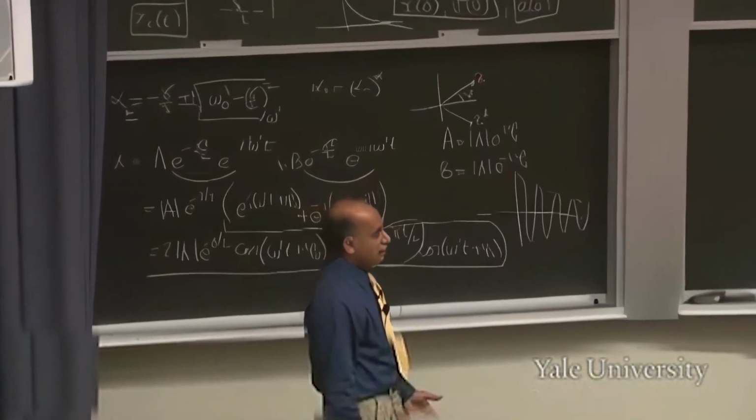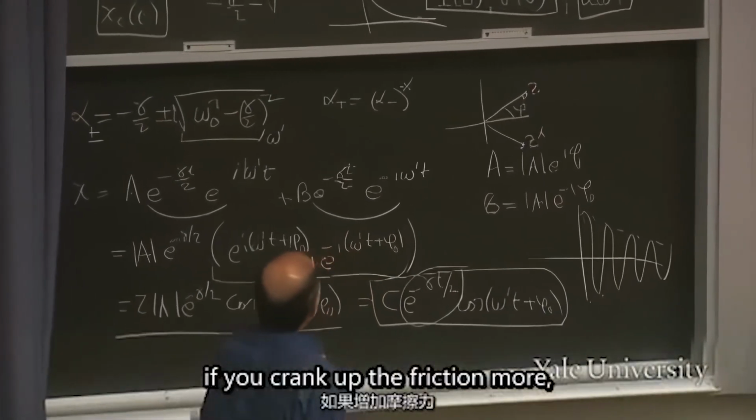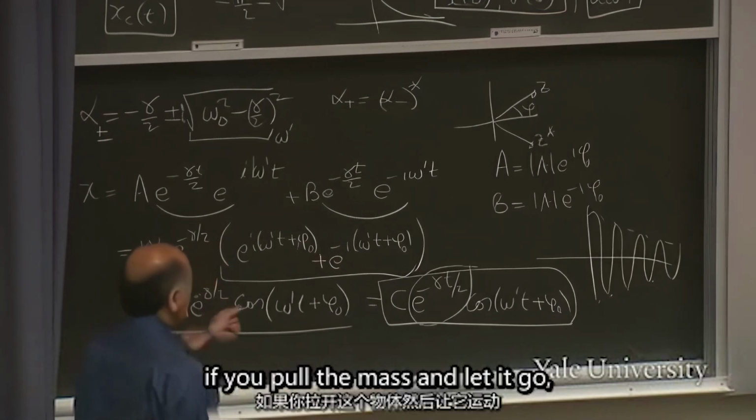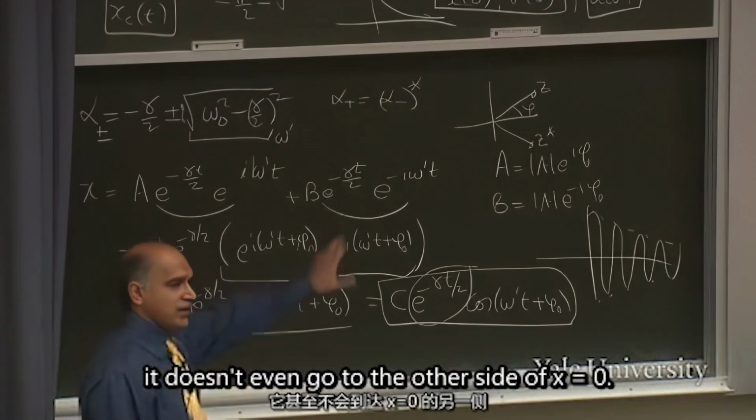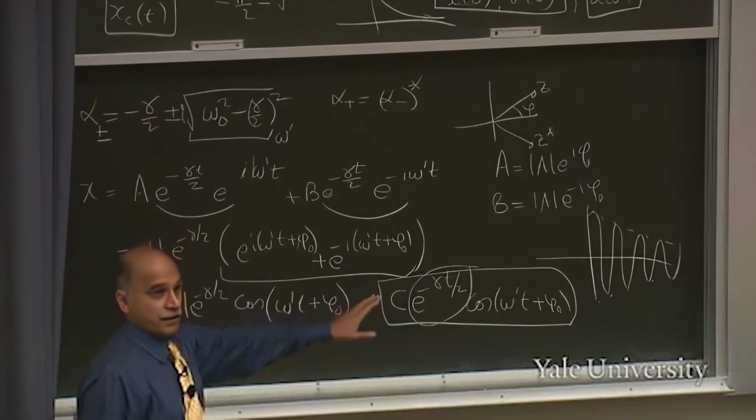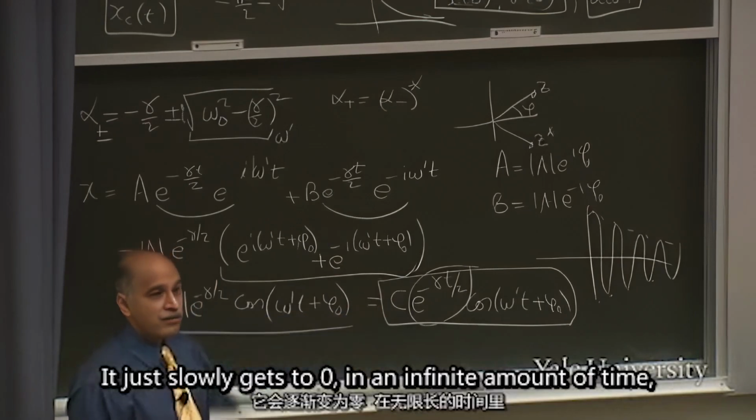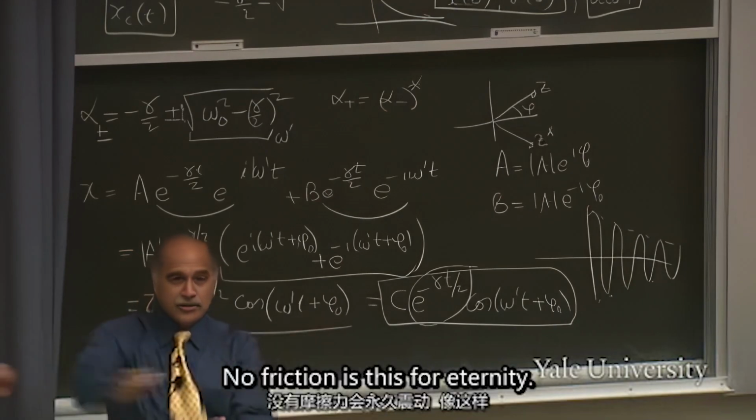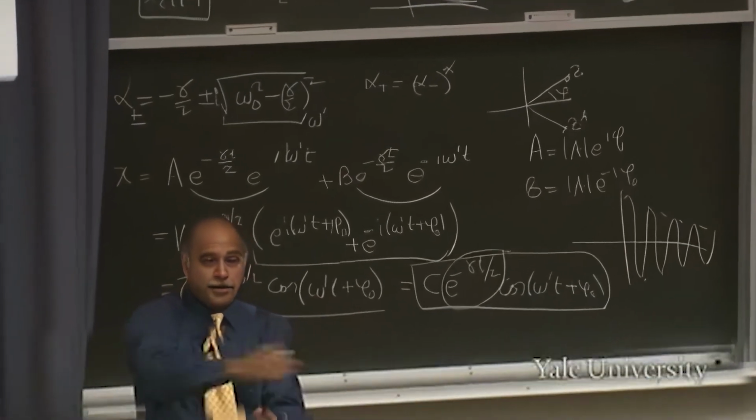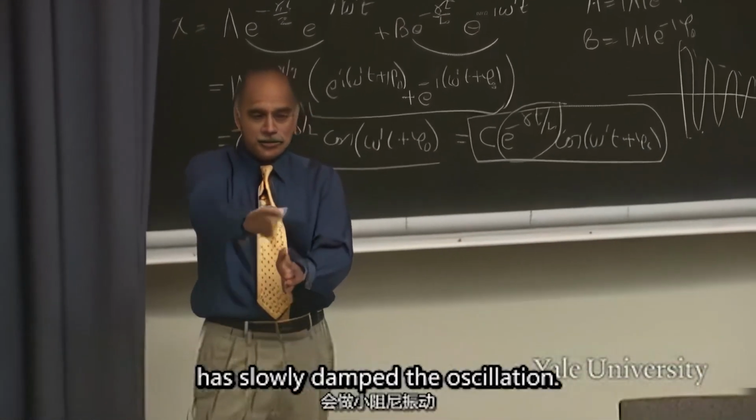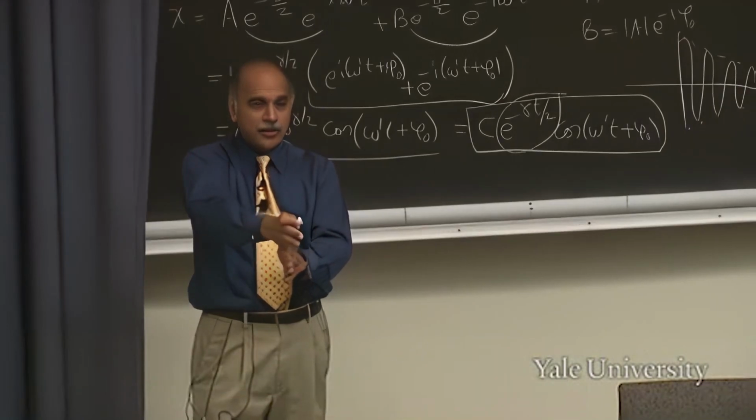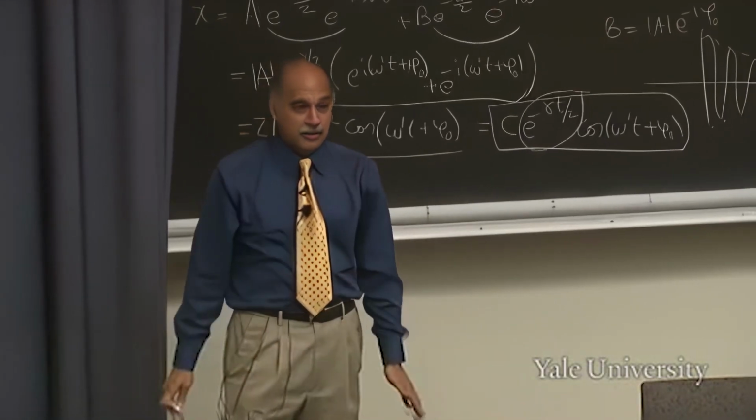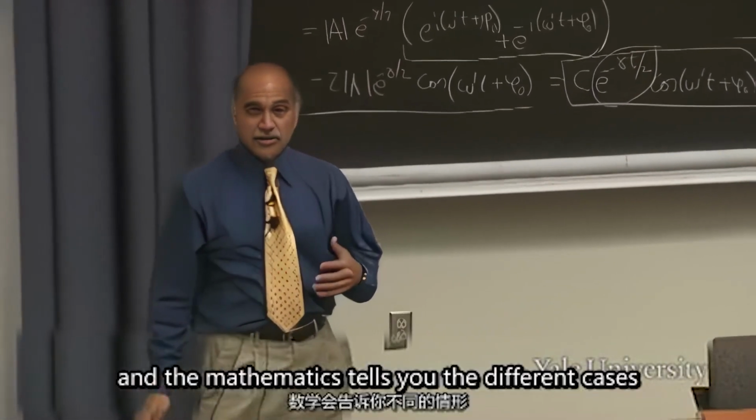But another extreme case, which you may not think about, is if you crank up the friction more till gamma over 2 is bigger than omega naught. Then what happens is, if you pull the mass and let it go, it doesn't even go to the other side of x equal to 0. It just slowly gets to 0 in an infinite amount of time. You understand? If you pull it from here, you let it go, no friction is this for eternity. A small amount of friction slowly damps the oscillation. Too much friction, you come back slowly and you come to rest. These are the different cases, and the mathematics tells you the different cases.